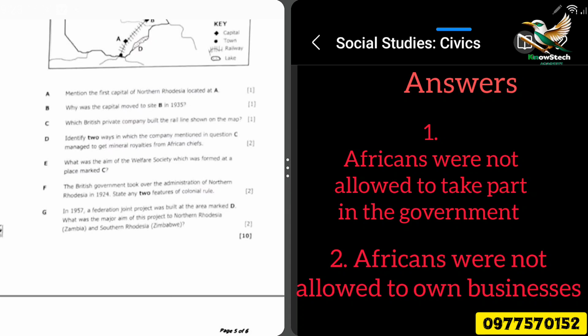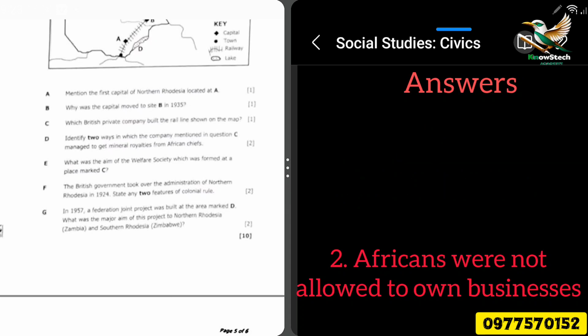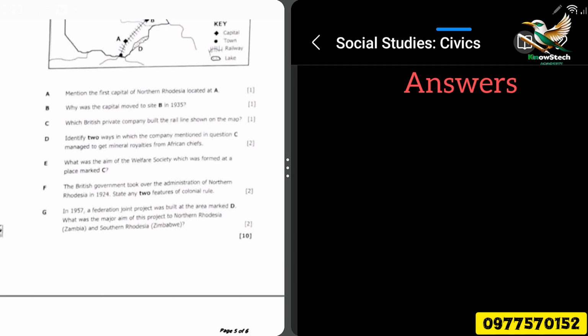Africans lived in separate residential areas from whites. The other thing is that Africans were not allowed to move from one place to another without a passport, the so-called passport which was known as chitupa, even in your own country or locality.